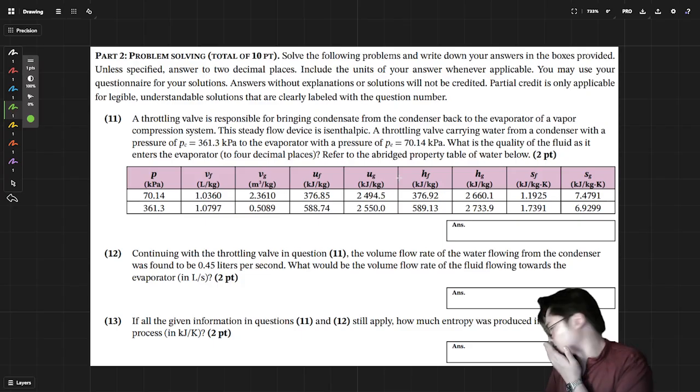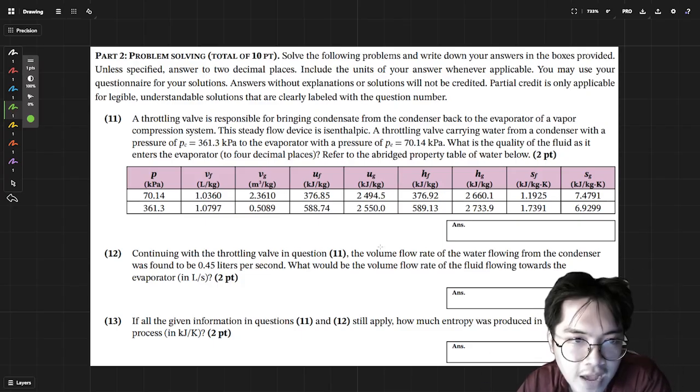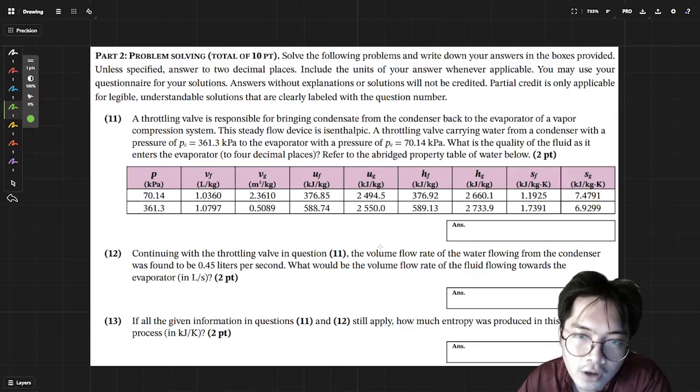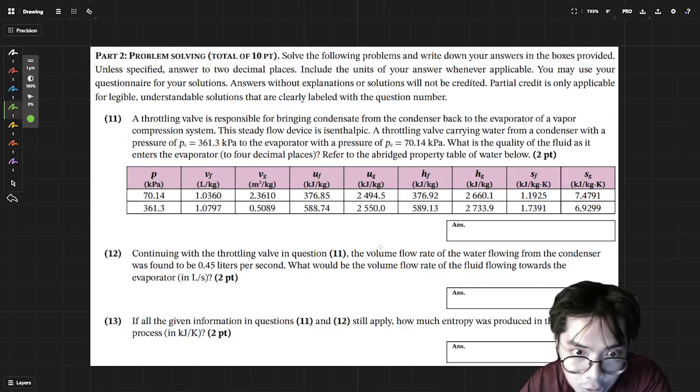Excuse me. Let's begin. Number 11. A throttling valve is responsible for bringing condensate from the condenser back to the evaporator of a vapor compression system. Basically, this valve is, if you want to look at the back of your refrigerator, a capillary tube.